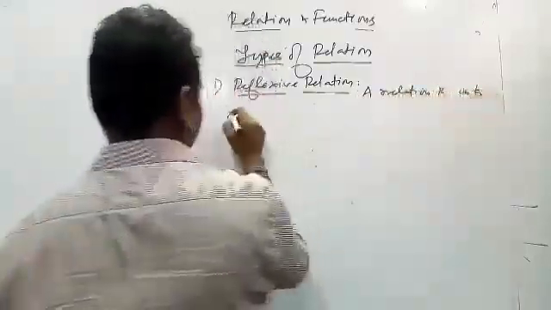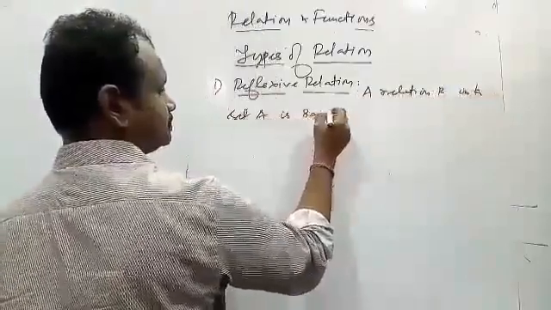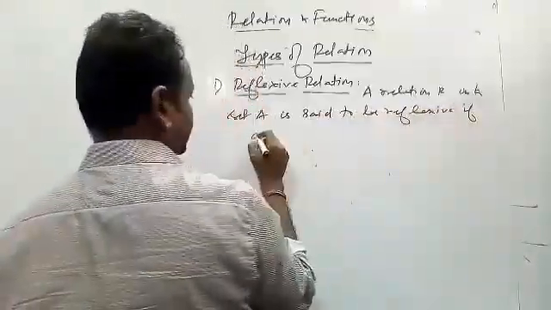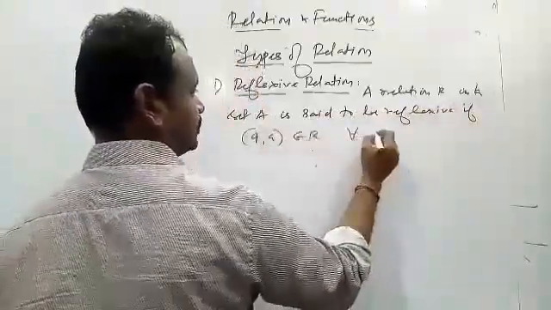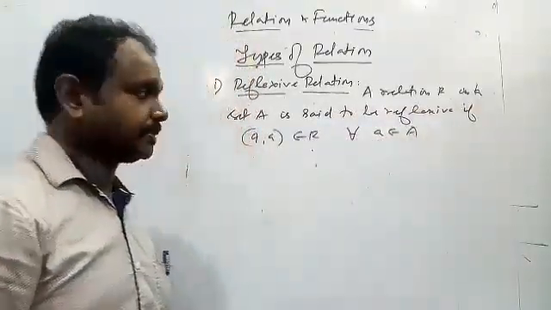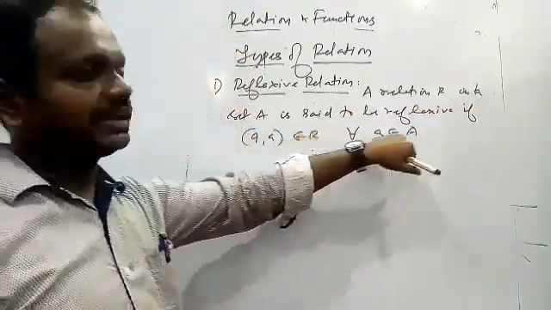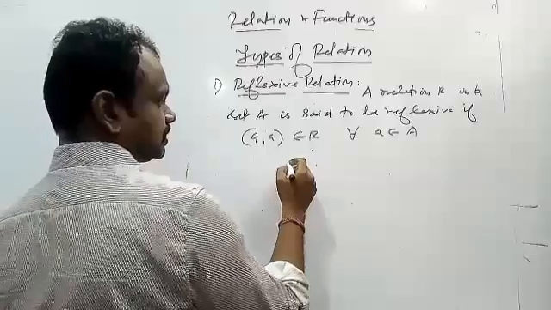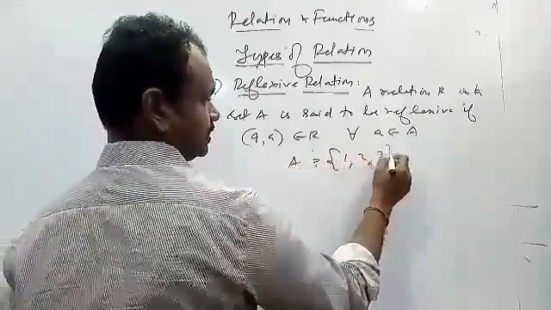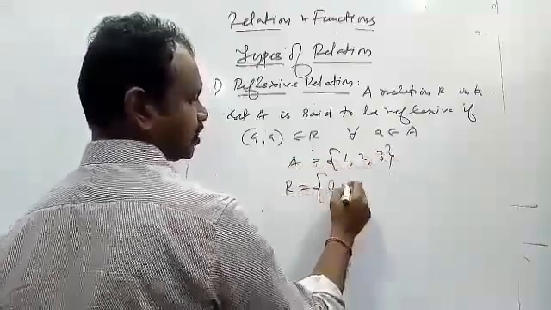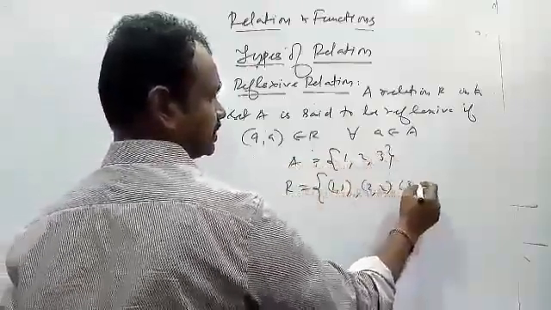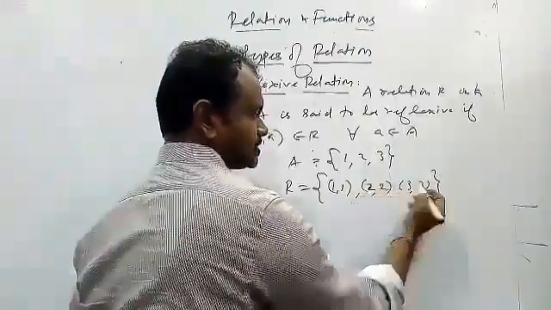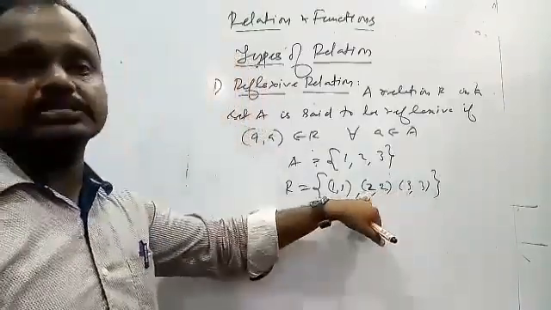in a set A is said to be reflexive if A comma A belongs to R for every A belongs to A. That means the relation R is reflexive if for every A belongs to A, the pair A comma A also should be there in the relation R. For example, suppose A is equal to the set 1, 2, 3, and the relation R is defined as 1 comma 1, 2 comma 2 and 3 comma 3. So this type of relation is known as a reflexive relation.